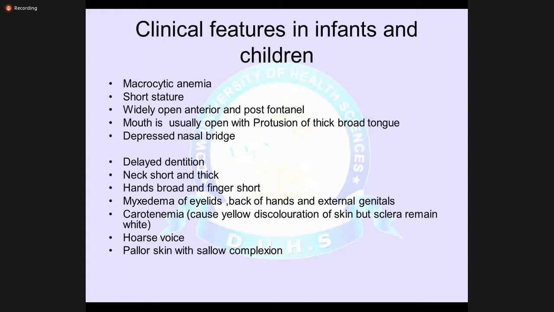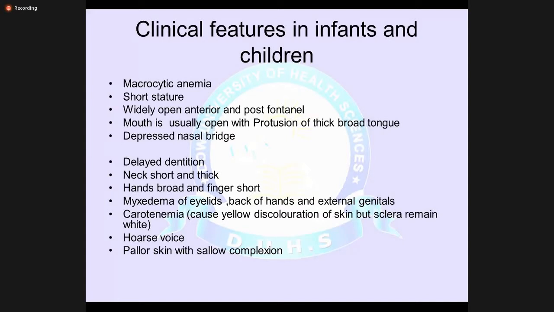Widely open anterior and posterior fontanelle. Normally, the anterior fontanelle is present at the time of birth. It is open about 2 centimeters, and it gets closed by 1.5 years of age. But supposing you are seeing a 1-year-old child and the anterior fontanelle is still widely open, and the posterior fontanelle, which is usually closed at the time of birth or closes by the age of 3 months, is still open, that is one of the clinical features that should make you think of possible hypothyroidism.